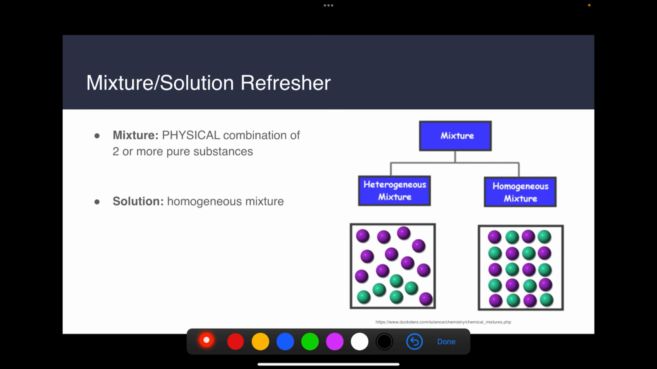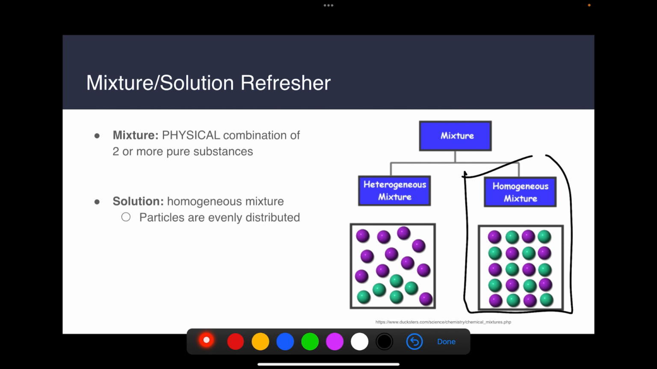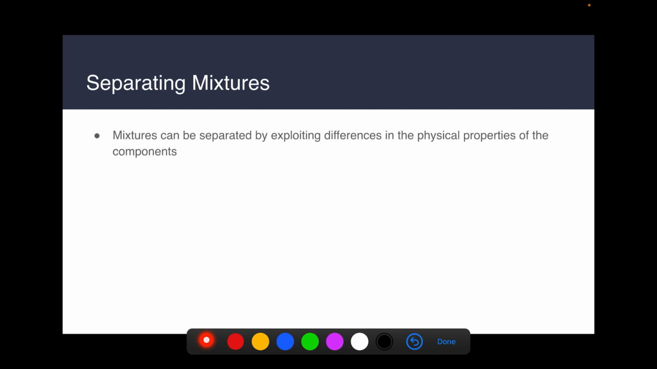A solution is a particular type of mixture. This is a homogeneous mixture, shown here. Homogeneous mixtures have even distribution of particles. In fact, on the macroscopic level, you typically cannot visibly see one component versus the other, whereas in a heterogeneous mixture, you can usually easily see the different components.